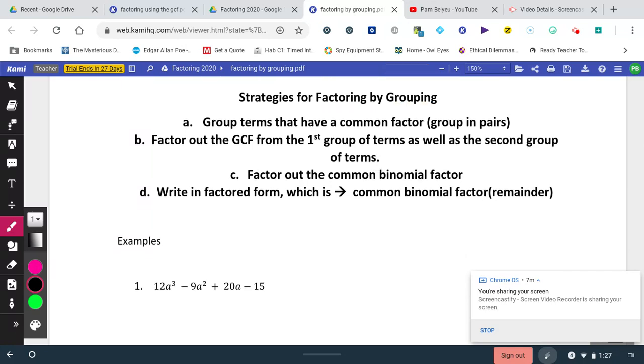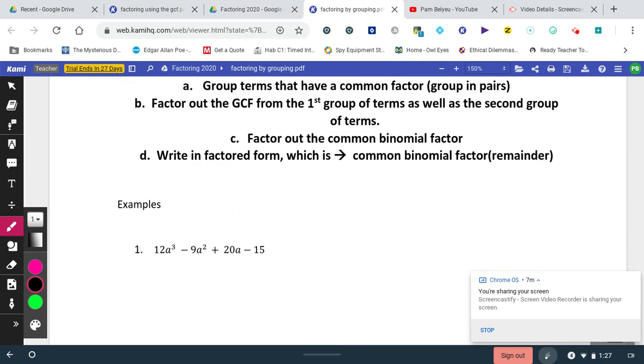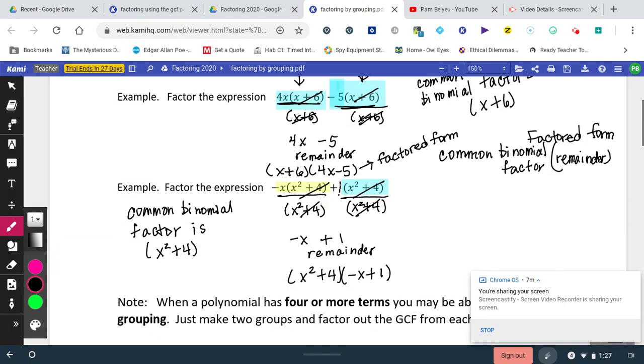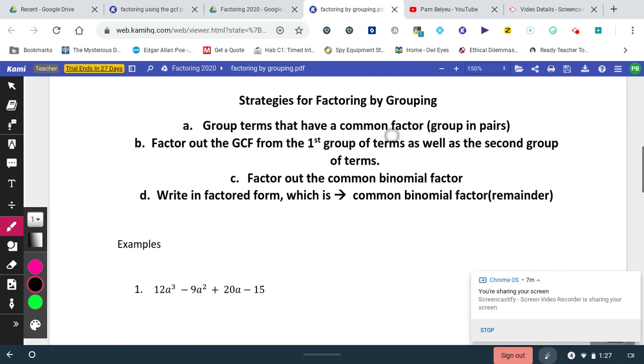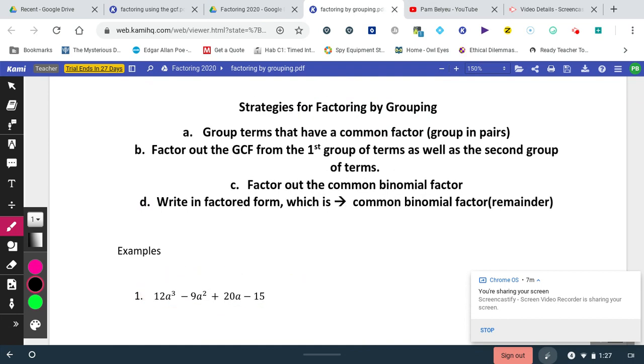So the strategies for factoring by grouping, and I'm going to tell you something, these look different from what I gave you up here. But you'll see why I gave you these after I start going through the process of solving this, okay? I'm not going to say anything right now. You'll understand. All right, so the strategies for factoring by grouping.